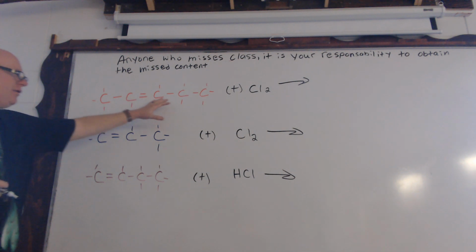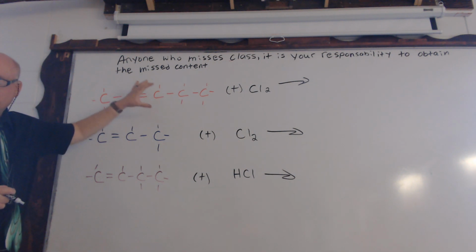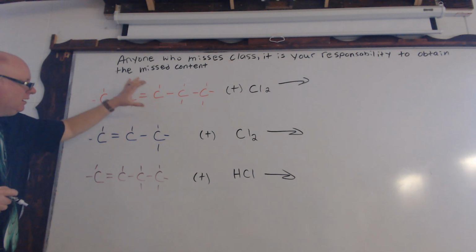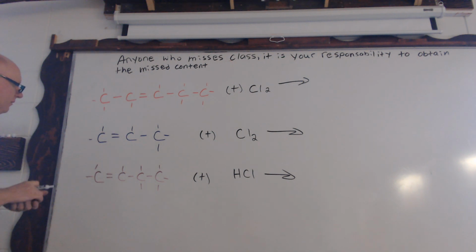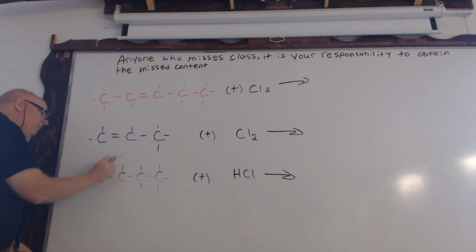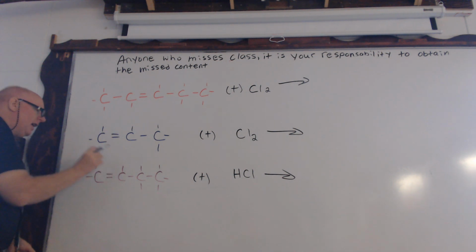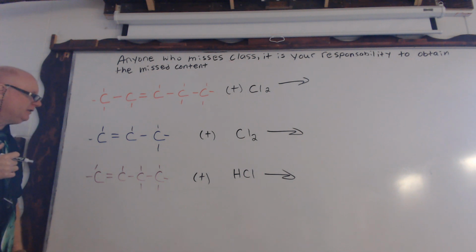Even though there's 3 on this side and only 2 on this side, this is still considered symmetrical. And then these 2 are asymmetrical, because keep in mind, if that double bond is on the end, that makes it asymmetrical. That makes that an asymmetrical compound, not a-symmetrical.